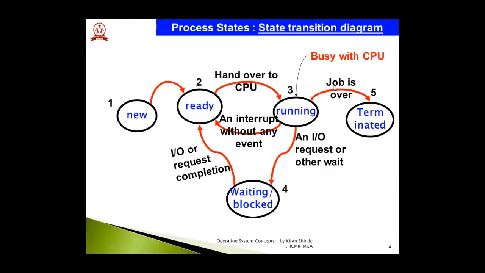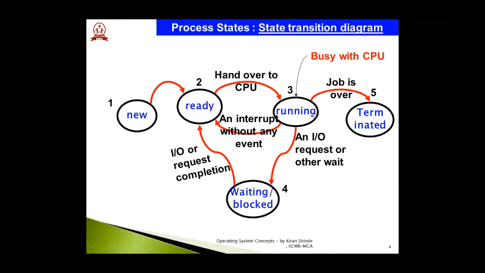These serial numbers show the various states of the process, and in circles, the process states are mentioned. So number one, the process will be created. It will be in the new state. After that, it is waiting for the CPU to be executed, so it is in ready state. After it is waiting for the CPU, when it gets the CPU time, it is converted into the running state.